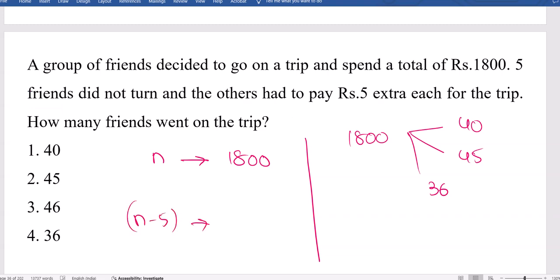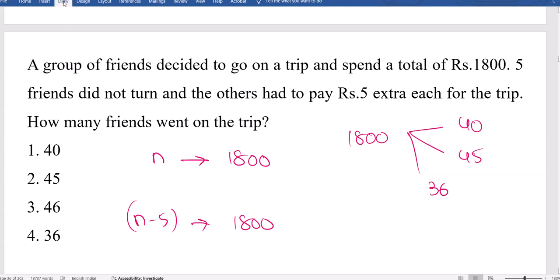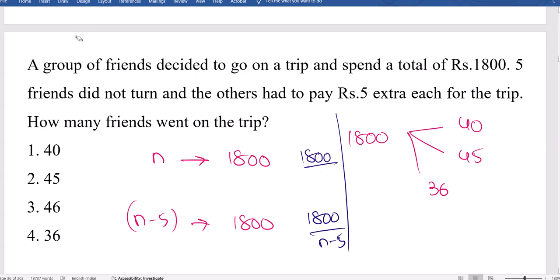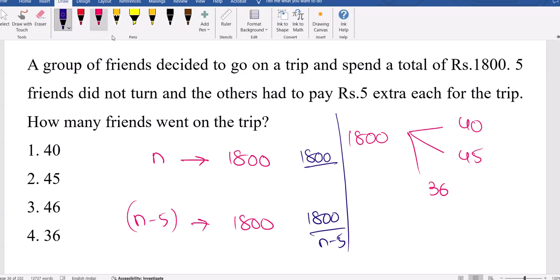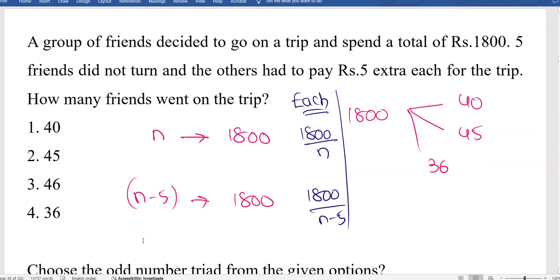Now the expenditure is not the problem. Each one was paying previously 1800 divided by n. Now it is 1800 divided by n minus 5. The difference between these two is 5 rupees. Previously each one is spending 1800 divided by n. Now 1800 divided by n minus 5 is each one. So the second one is 5 rupees more than the first one.